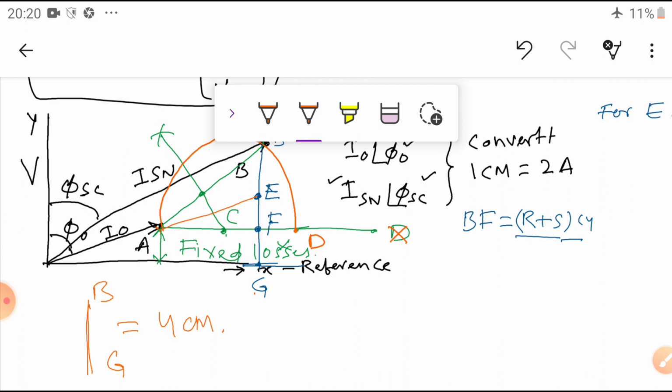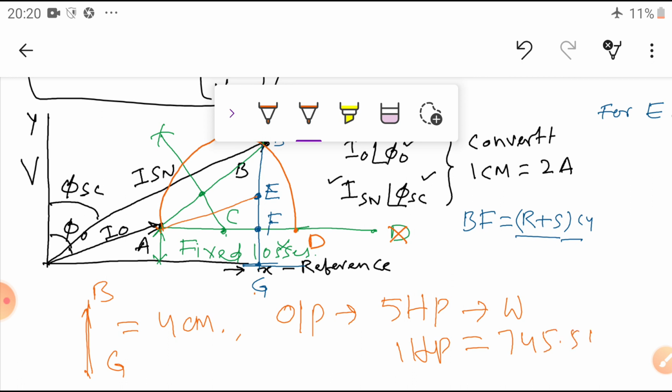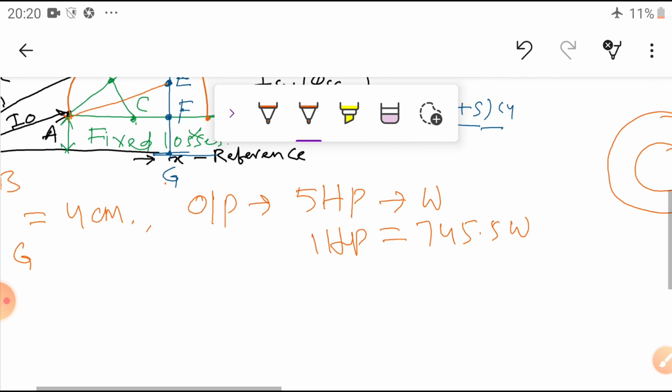Now this is the power, BG total power, that is the rotor copper losses, stator copper losses, and fixed losses. Now you know the output of the motor, which is given on the nameplate. For example, a 5 HP motor is the output rating, which we convert into watts. How are we going to convert? 1 HP is equal to 745.5 watts. Based on this, you get the output in watts.